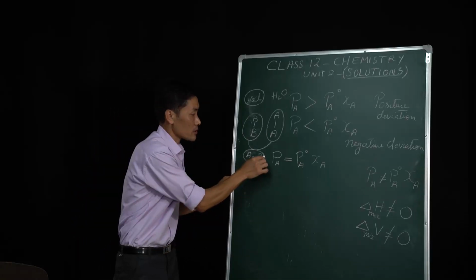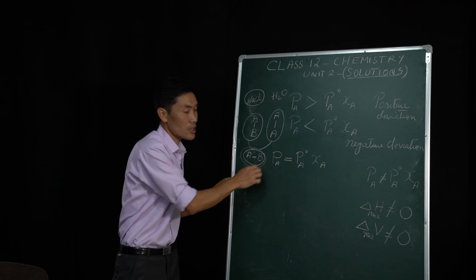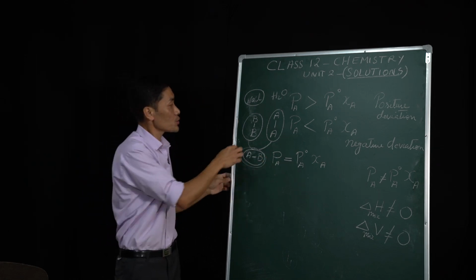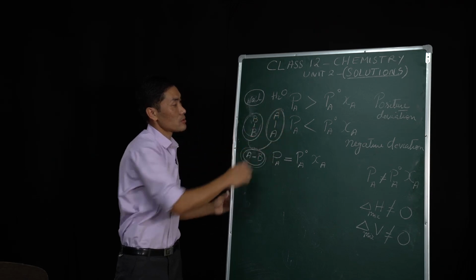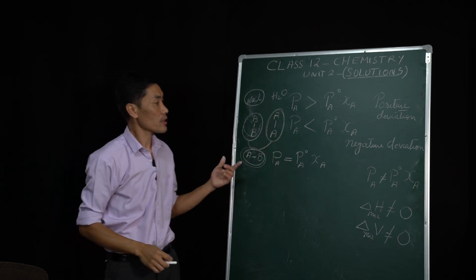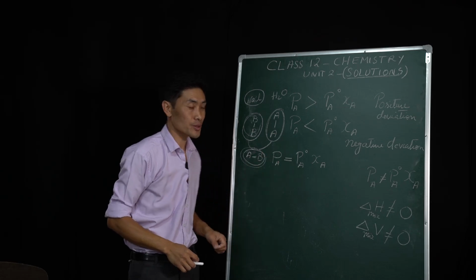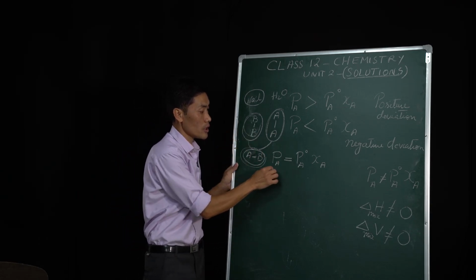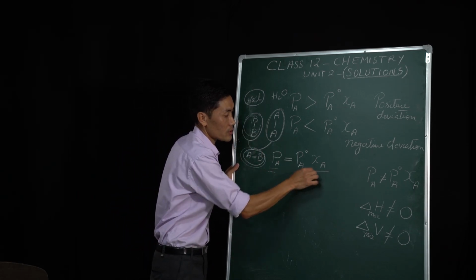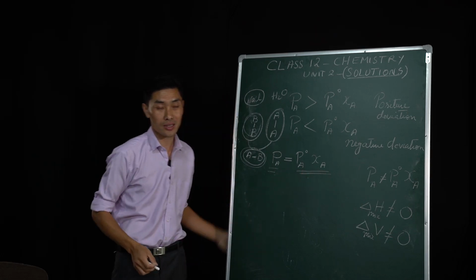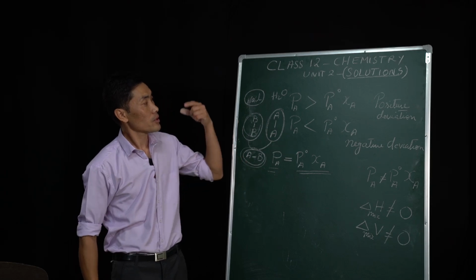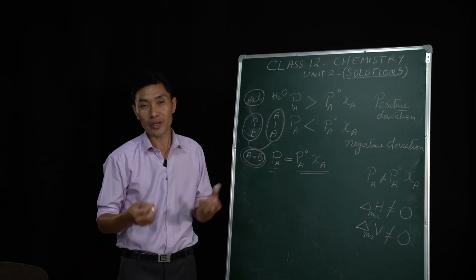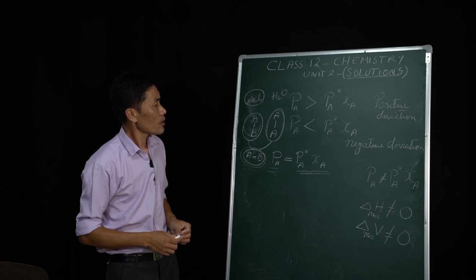If these solute-solvent interactions are similar to the solute-solute and solvent-solvent interactions, then we will get ideal solutions. That means in such kinds of solutions, PA will be equal to the product of PA naught into XA. Such solutions are said to obey Raoult's law.